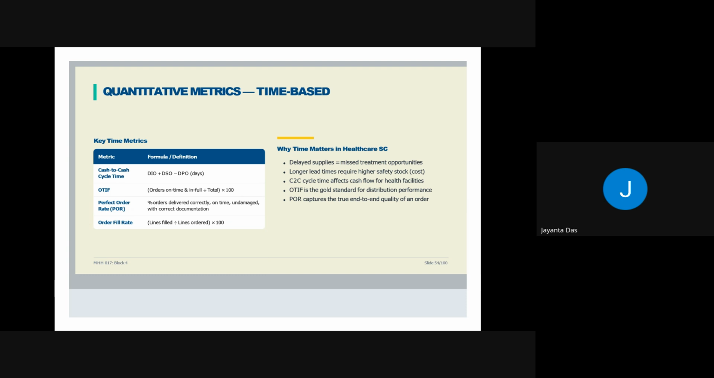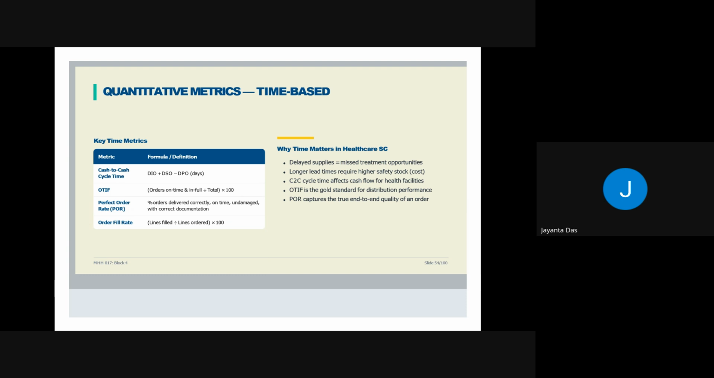Delayed supplies equal missed treatment opportunities. And definitely, of course, if the items are not available, it is definitely going to hamper your patient care. Longer lead time requires higher safety stock with you, so you must be aware of that. You must identify those scarce items, items which are scarcely available, and that is why you should keep a longer lead time period, and during that lead time period you must have enough stock available with you as your safety stock. So that calculation needs to be done.